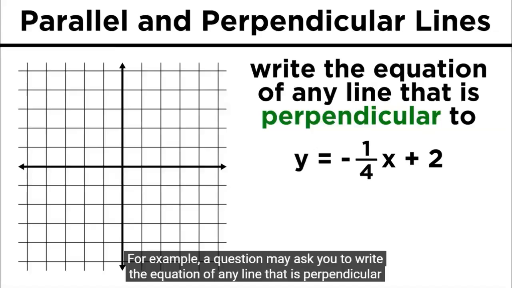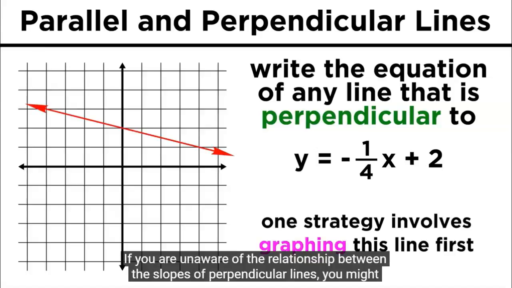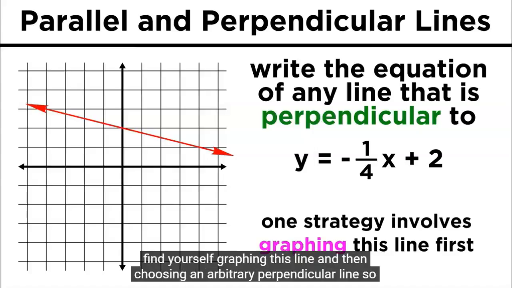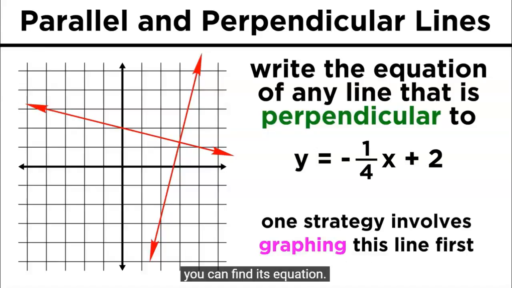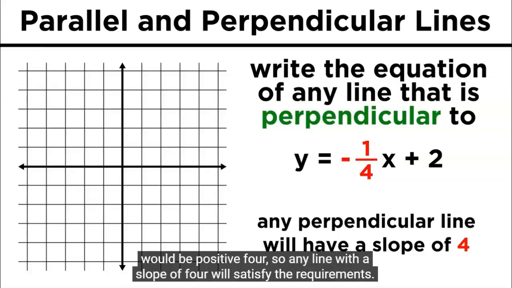For example, a question may ask you to write the equation of any line that is perpendicular to y equals -1/4 x plus 2. If you are unaware of the relationship between the slopes of perpendicular lines, you might find yourself graphing this line and then choosing an arbitrary perpendicular line so you can find its equation. But instead of all this, we just recognize that the opposite reciprocal of this slope would be +4. So any line with a slope of 4 will satisfy the requirements.